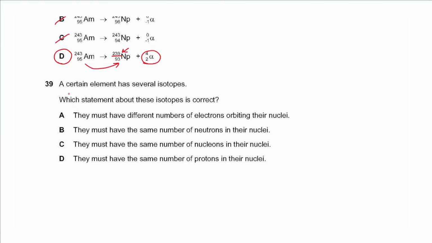Question 39 says a certain element has several isotopes. Which statement about these isotopes is correct? They must have different numbers of electrons? Not necessarily. They must have the same number of neutrons? No. They must have the same number of nucleons in their nuclei? Again no, because the number of neutrons is different. They must have the same number of protons? Yes, so we choose D.